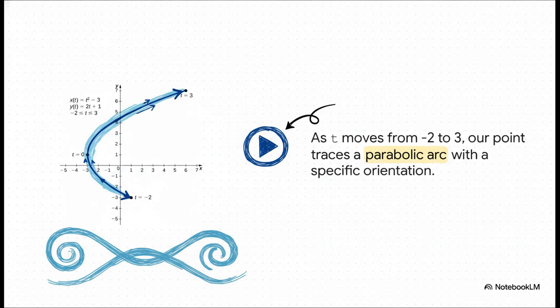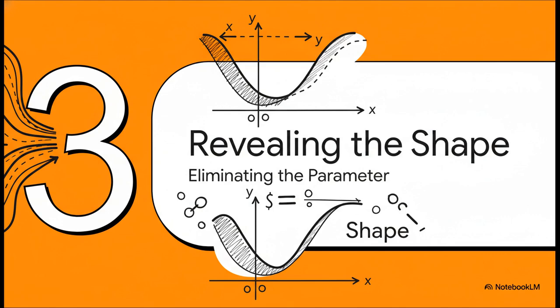A regular y equals f of x equation gives you the shape, sure, but it can't capture this specific dynamic journey along the path. That's the magic of the parameter. Okay, so you might be wondering, can we get back to our familiar x-y equations from these parametric ones? And the answer is yes, absolutely.